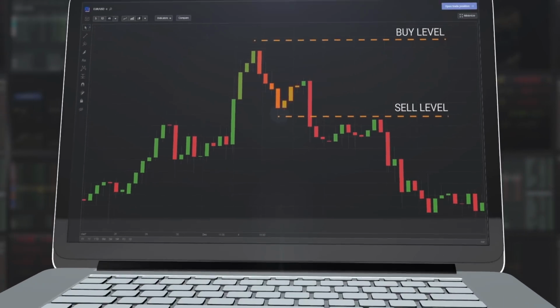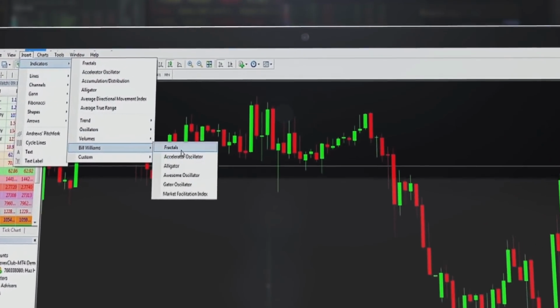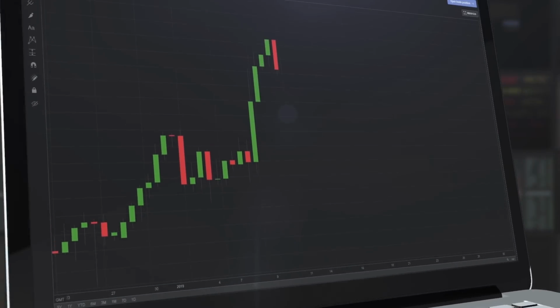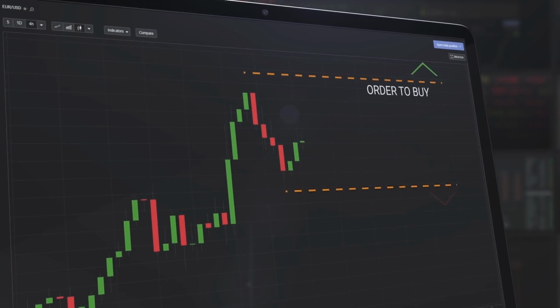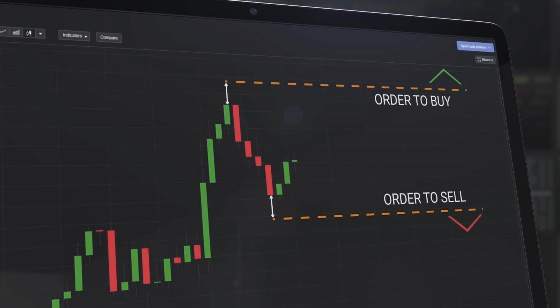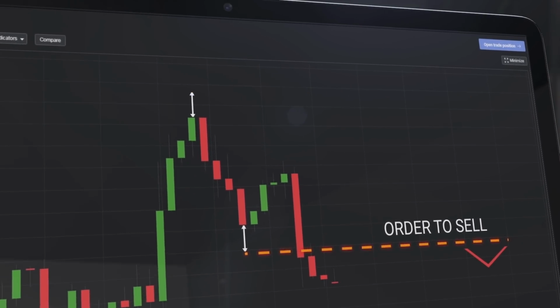In the MT4 terminal, the fractal structure can be added using the fractals indicator. Next, we will set pending orders to buy and sell just above the fractal levels. This will allow us to find the trend regardless of which way it is moving. If one of the pending orders is triggered, then we delete the second and wait for the execution of the take profit or stop loss.